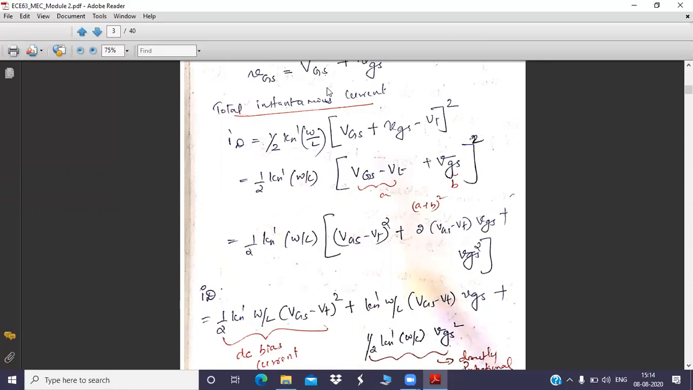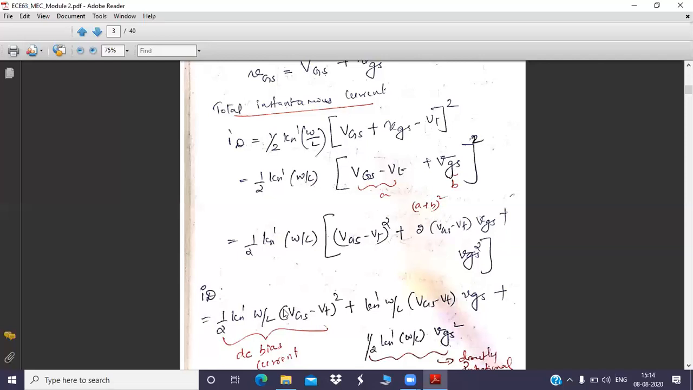So this equation is equal to half Kn dash W by L into, now this VGS minus VT, I made it together since these two are DC, I combined these two, plus small letter vgs I kept here. I just rearranged, that's all. Now I will consider this as a single term A, and this as another term B. So A plus B whole square is A square plus 2AB plus B square. Very familiar equation from childhood itself.